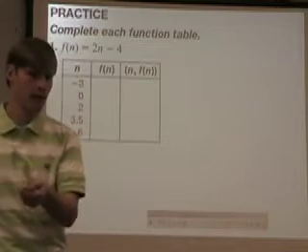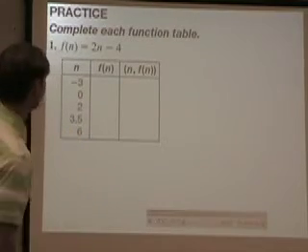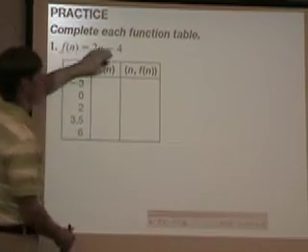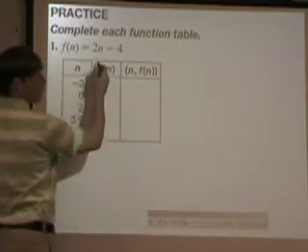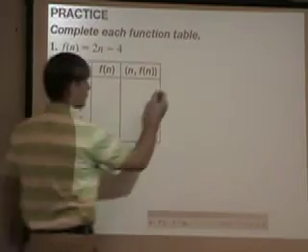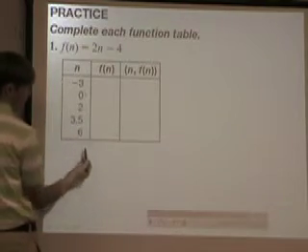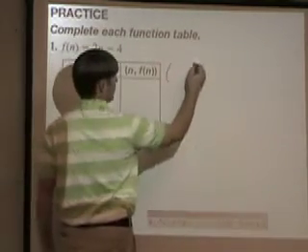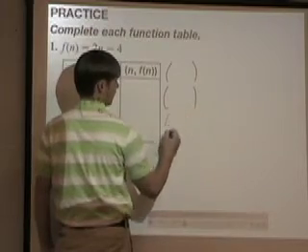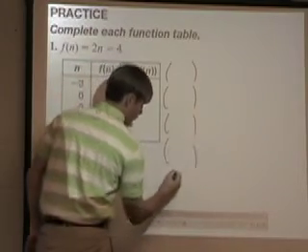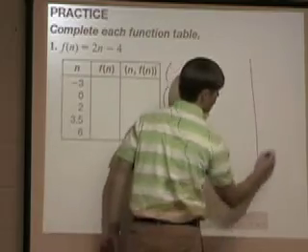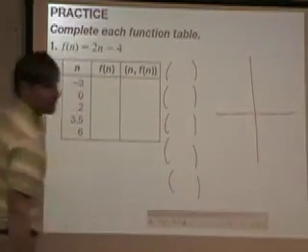Alright, now on this one, here's our function, and we've got to graph this function. But first, they give us 5 numbers, so we're going to have how many ordered pairs? 5. And then we have to put them on our coordinate plane so that it'll be a graph.